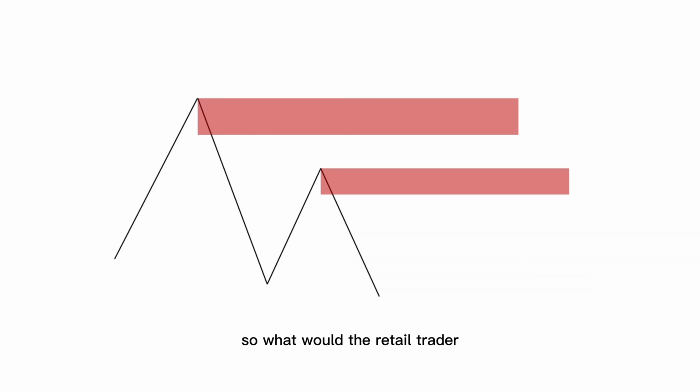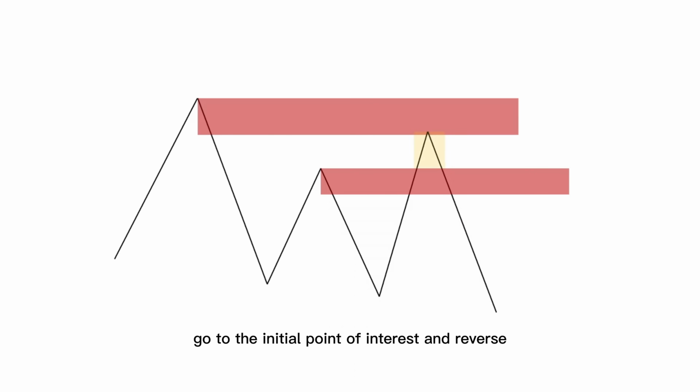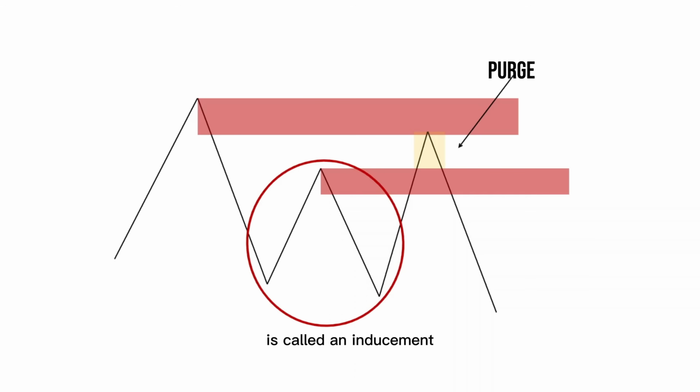So what would the retail trader or the uninformed trader do? They would try and take an entry at the newly formed point of interest, just for price to take their entry out, go to the initial point of interest and reverse, forming your purge. And this entire swing that's approaching your point of interest but reverses without making any contact is called an inducement.